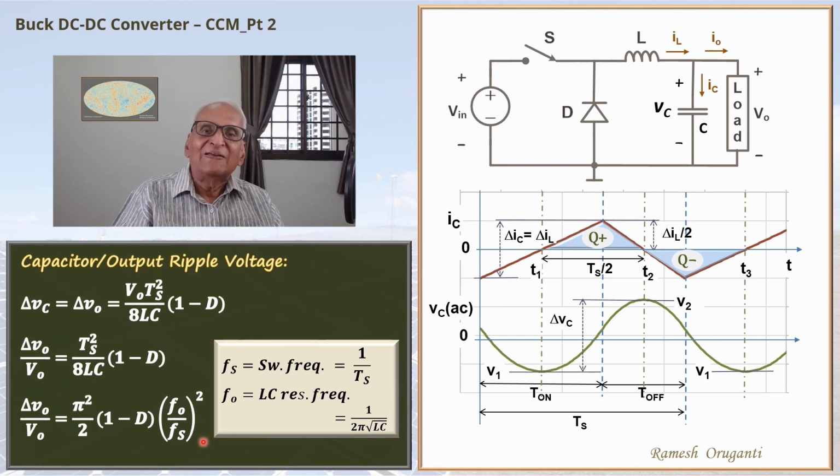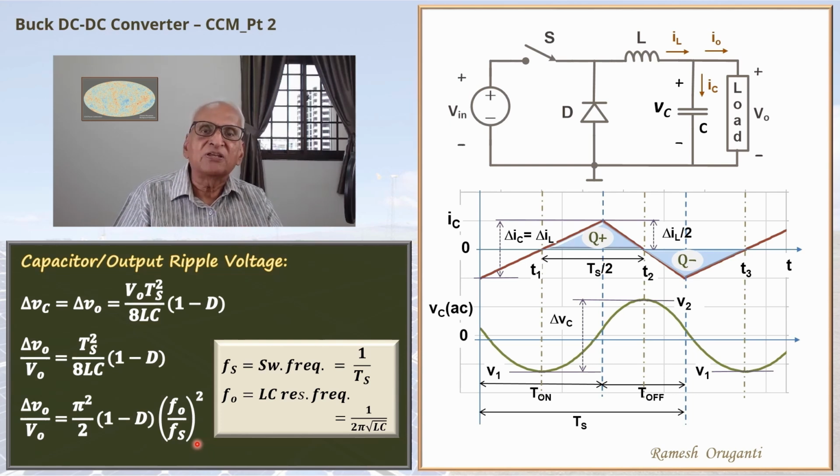Now you can see that this L and C combination is a second order filter. Fs is the switching frequency or the exciting frequency of the resonant filter. F0 is the resonant frequency or the corner frequency of the filter. The switching frequency will typically be much higher than F0. So F0 by Fs will be a fraction less than 1, much less than 1 in fact. So when you square it, it will be even lower than 1.